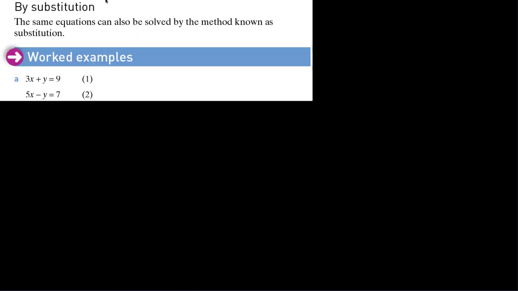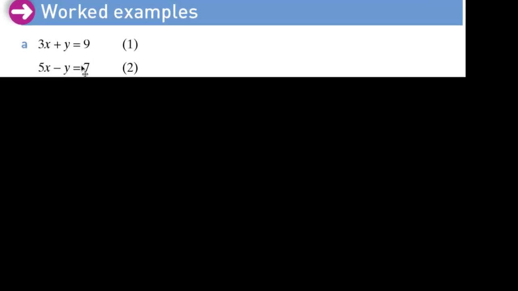The second method is substitution, and in the substitution method we are going to replace values. Let's say I'm going to replace the y in the second equation. What I mean, let me write like this. First, I have to find the value of y in the first equation. 3x plus y is equal to 9, so y should be equal to 9 minus 3x.